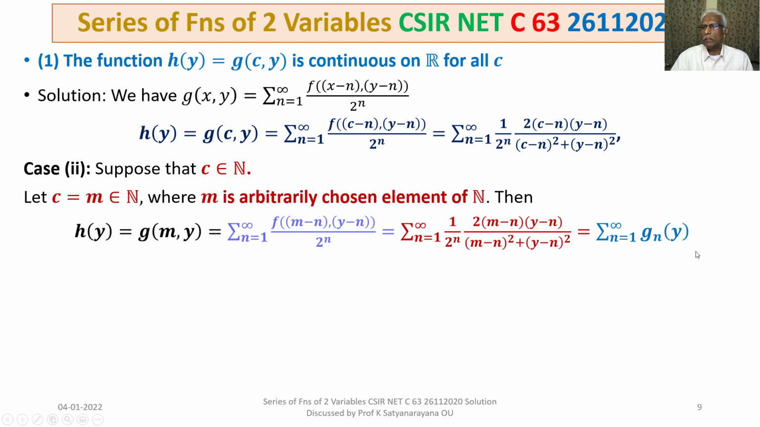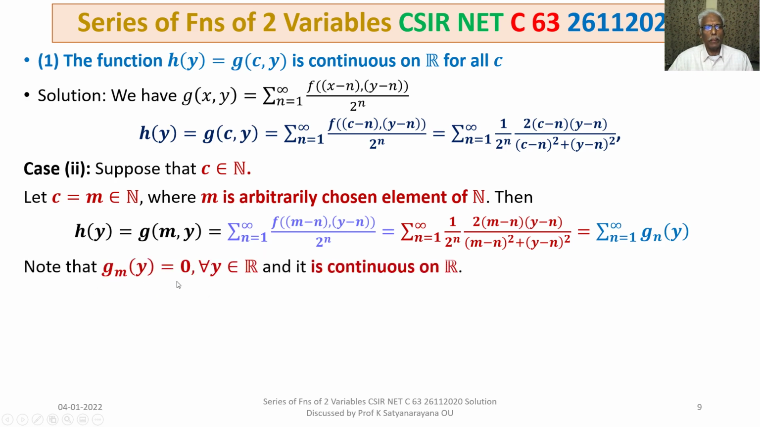So you know what is g_n(y)? g_n(y) is this: 2 into (m minus n) into (y minus n) by ((m minus n) whole square plus (y minus n) whole square). Suppose you take n is equal to m, then m minus m will be 0. So that means g_m(y), that is the mth function of this series, is 0. Note that g_m(y) is 0 for all y belongs to R, and it is a constant function, and hence it is continuous on whole of R.